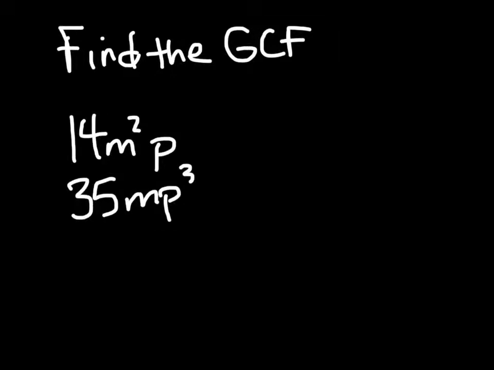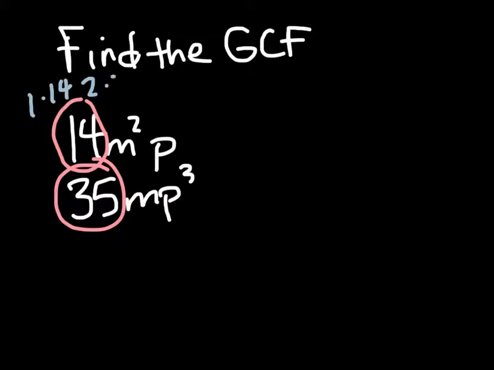This is how to find the GCF when you are factoring. So our first step is that we are going to look at the coefficients, 14 and 35, and figure out what factors they have in common, and then find the greatest common factor. So factors for 14 are 1 and 14, 2 and 7, and factors for 35 are 1 and 35, 5 and 7, and that's really all I need to look at.